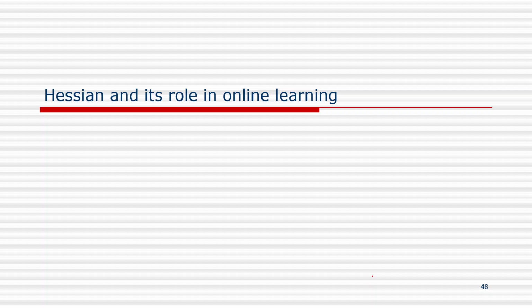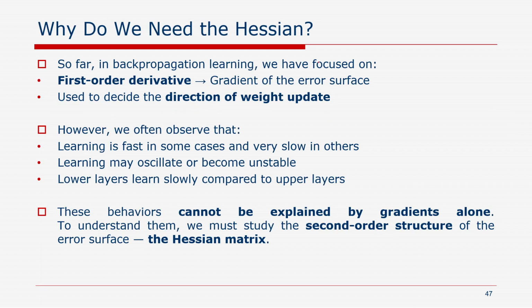In today's class, we will look at Hessian and its role in online learning. Why do we need Hessian? Because so far in the backpropagation learning, we are focused on first order derivative. First order derivative is a gradient of the error surface used to decide the direction of the weight updates.